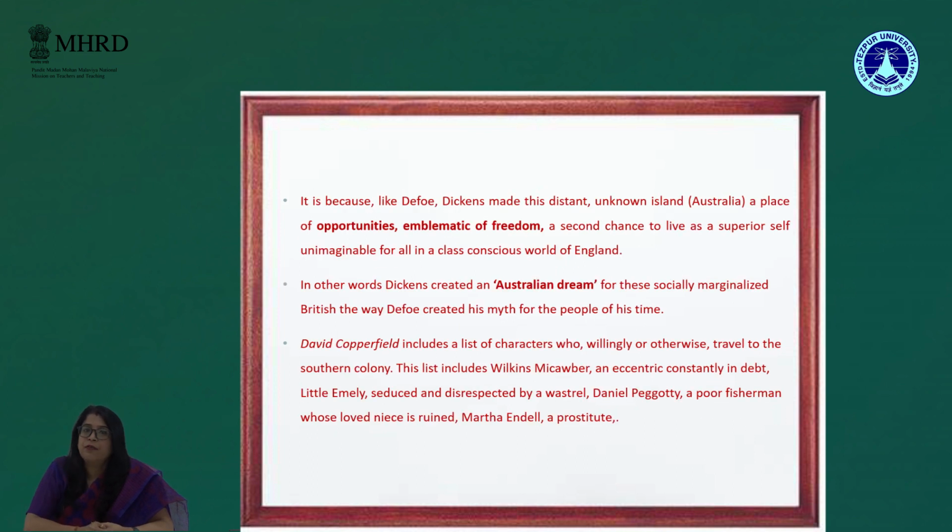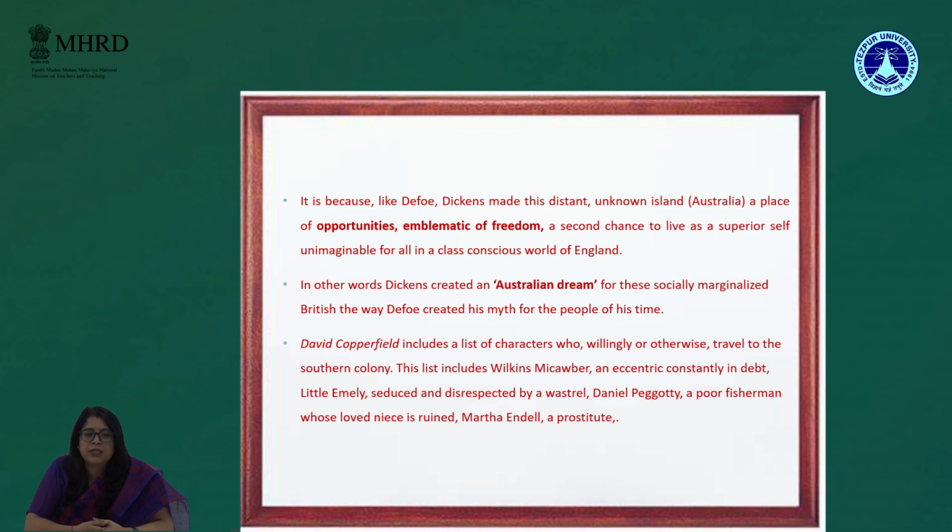It is because, like Defoe, Dickens made his distant unknown island, this is Australia here, a place of opportunities, embodiment of freedom, a second chance to live as a superior self, unimaginable for all in a class-conscious world of England. In other words, Dickens created an Australian dream for those socially marginalized British, the way Defoe created his myth for the people of his time. What happens in David Copperfield? It includes a list of characters who willingly or otherwise travel to the southern colony.